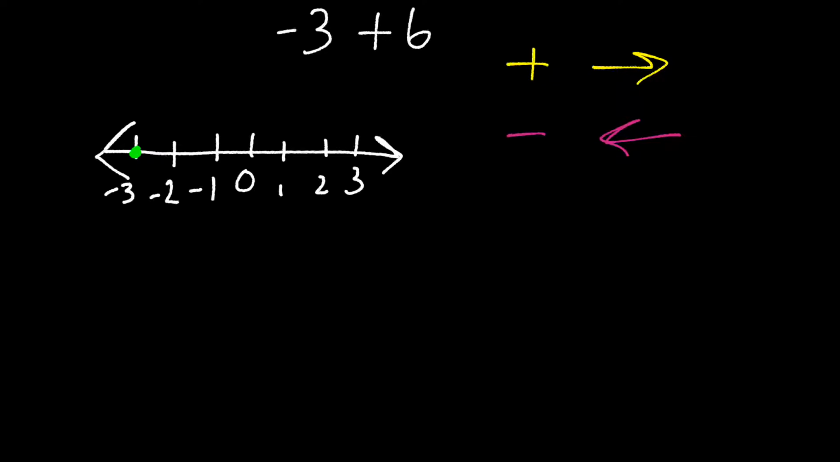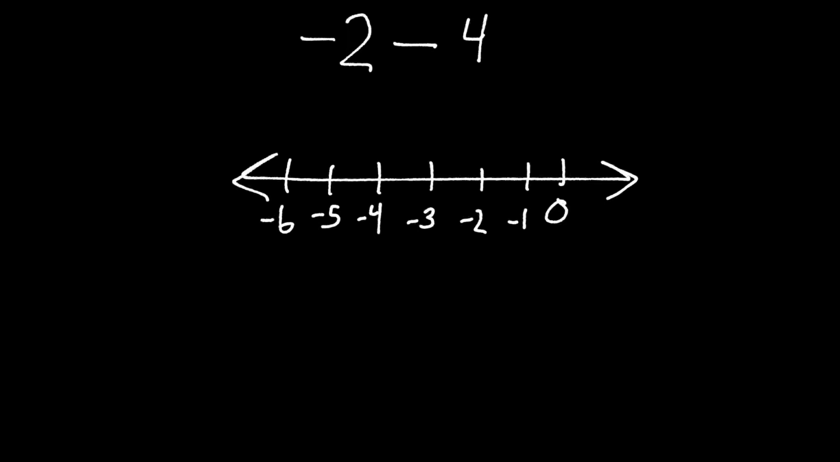So I have my negative 3 to start off with, and I am adding 6. So I'm going to move to the right 6 places. So 1, 2, 3, 4, 5, 6. And I ended up at positive 3. So negative 3 plus 6 is going to give us positive 3. Let's try with a different example.